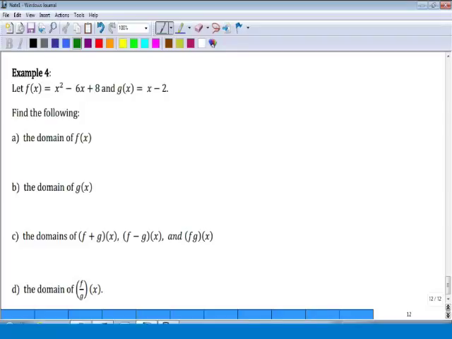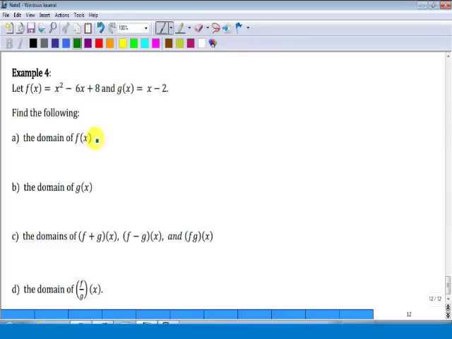The domain of f over g can't be any more than that, but it could be less. Basically, we start with the common domain of f plus g, f minus g, and fg, and kick out any number that makes g of x equal to 0. Because we can't divide by 0, and if g of x is 0, x would be no good.